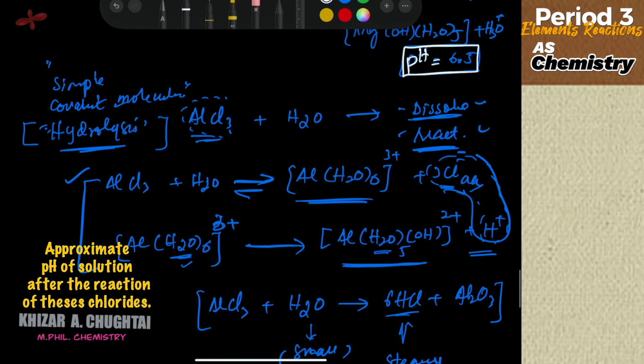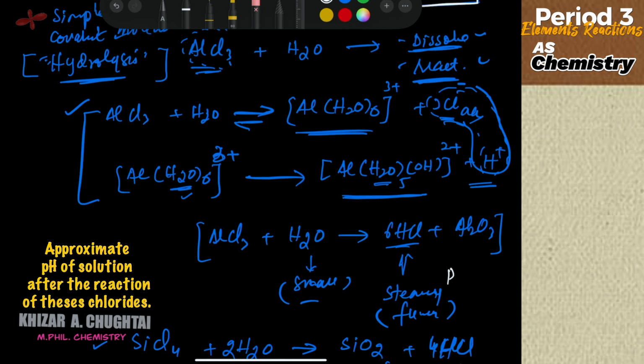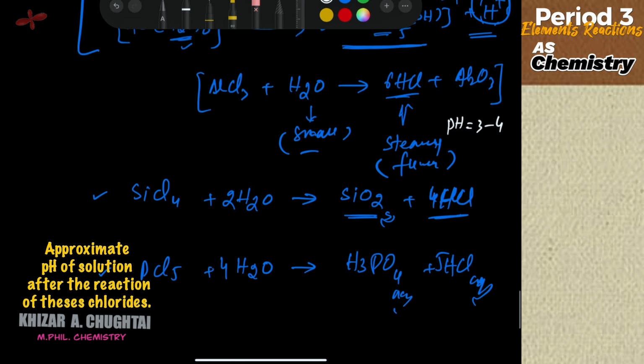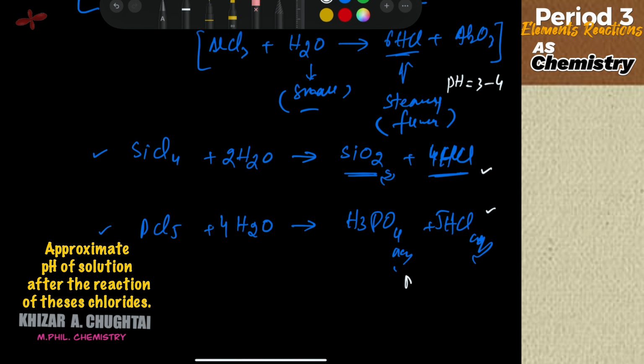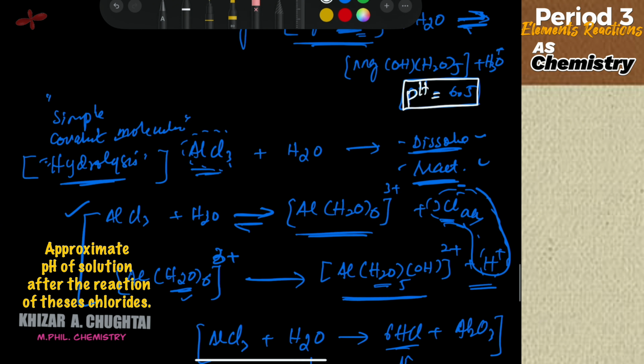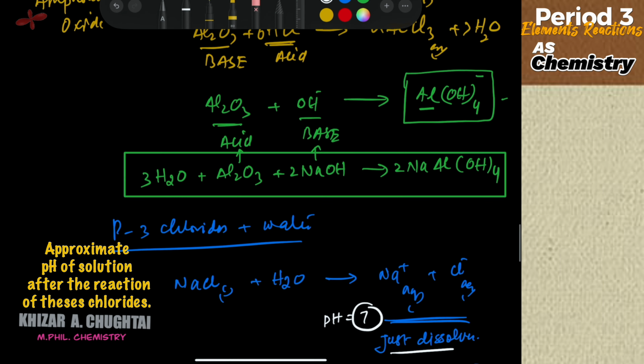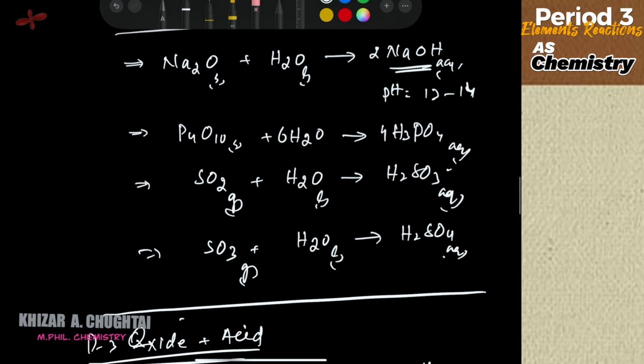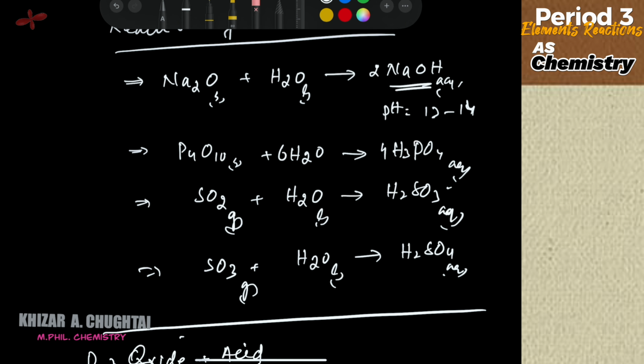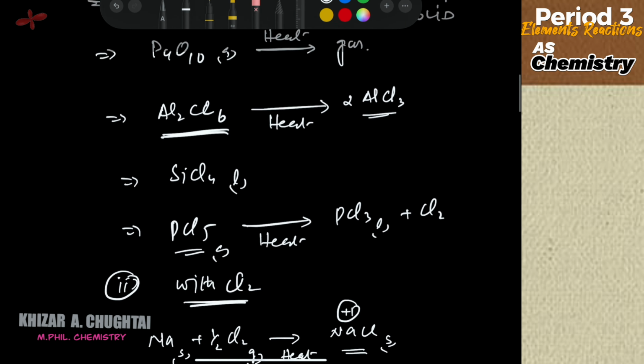In the case of AlCl3, you will write the pH as maybe 3 to 4. For SiCl4 and PCl5, in both cases you can write a pH from 1 to 2. That is the range of the pH. So these are the basic reactions, general equations and main observations of period 3 elements and their compounds with water, with acid, and so on.